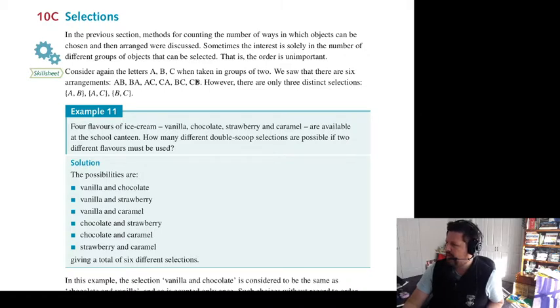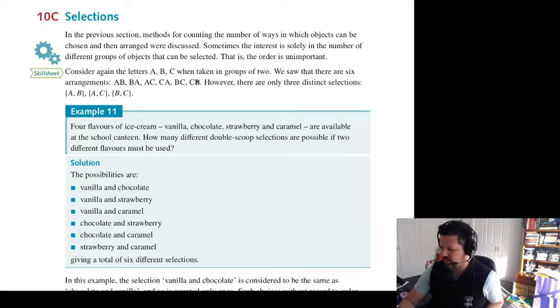All right, so let's have a look here at worked example number 11. It's the ice cream question. Excellent, I like ice cream. It says here, you've got 4 flavors of ice cream: vanilla, chocolate, strawberry, and caramel. It looks like you can get these from the canteen. That's a pretty cool canteen. It says how many different double scoop selections are possible if 2 different flavors must be used.